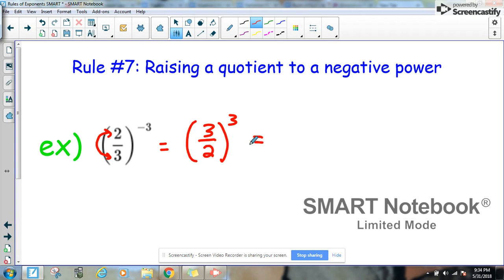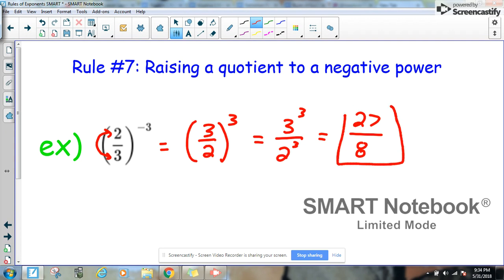And then we have to use rule 6. And rule 6 says you raise the numerator to the third power, and you raise the denominator to the third power. Okay? 3 raised to the third power is 3 times 3 times 3, which is 27. And 2 raised to the third power is 2 times 2 times 2, which is 8. And I don't believe this simplifies, so we can simply leave it as our final answer.